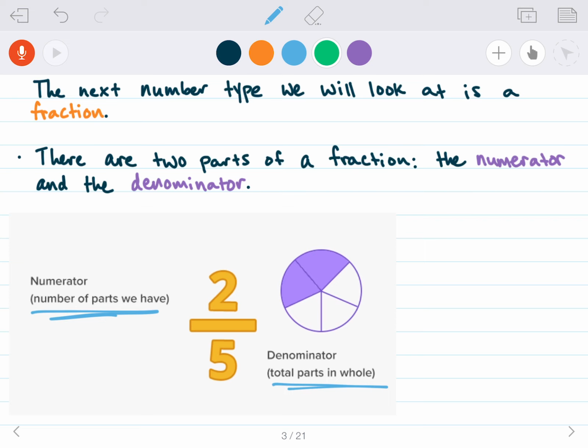So in this particular example, the denominator is going to be 5 because we have 5 pieces in the whole. So 1, 2, 3, 4, 5. 5 pieces of the whole. So that's the denominator. And the numerator is going to be how many pieces are shaded, and that's 2. We can see that. So 2/5 is how we would say that fraction.